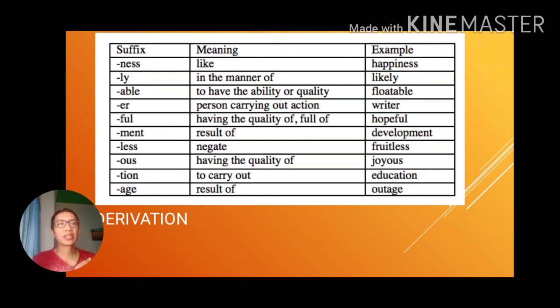So we have discussed derivation here. The thing that you have to remember is that in derivation there is a change, maybe both semantically and syntactically, but sometimes there is a change only in semantic meaning.